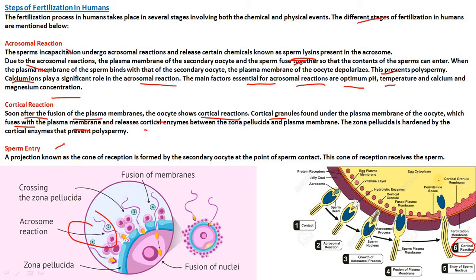And then the sperm entry. For the entry of the sperm nucleus, a projection known as the cone of reception is formed by the secondary oocyte at the point of sperm contact. This cone of reception receives the sperm. Okay, so first of all the contact, then the acrosomal reaction, then the growth of the acrosomal process, then fusion of the plasma membrane, then the entry of the sperm, and then at last the cortical reaction.